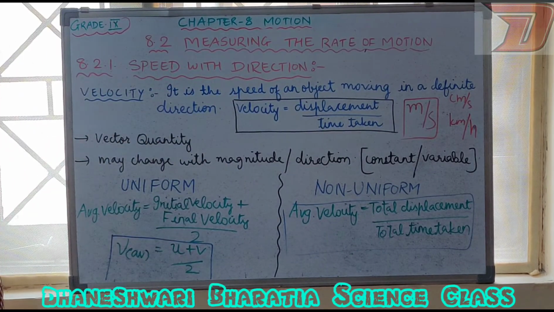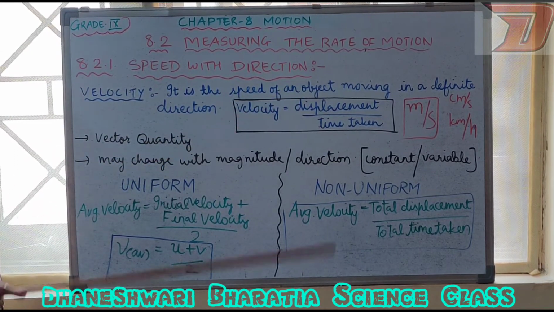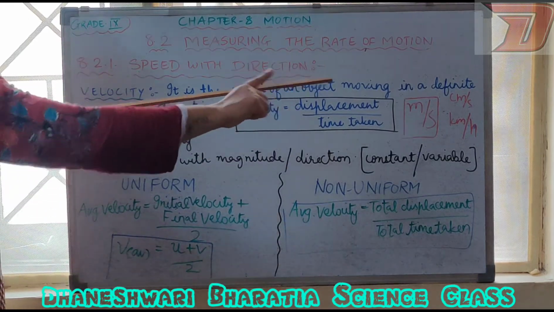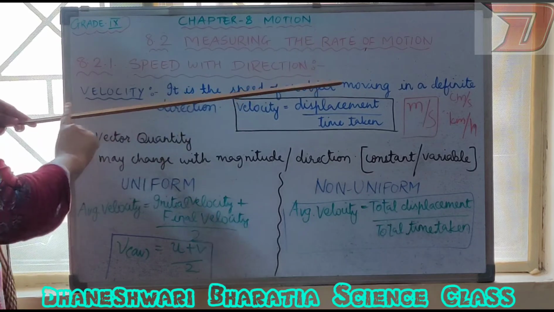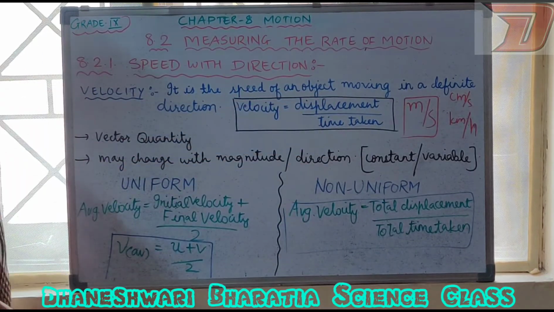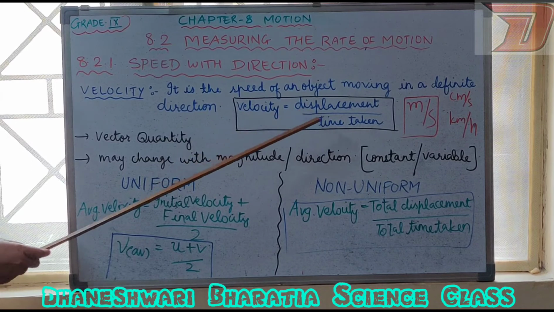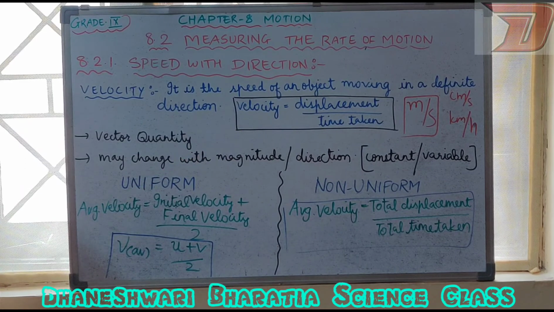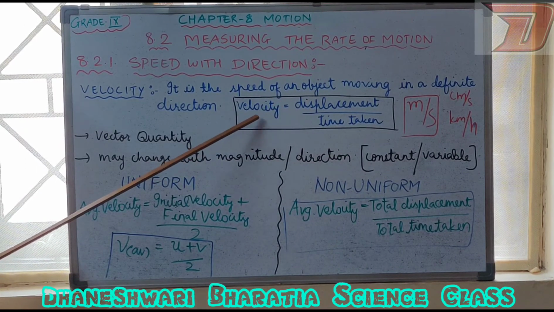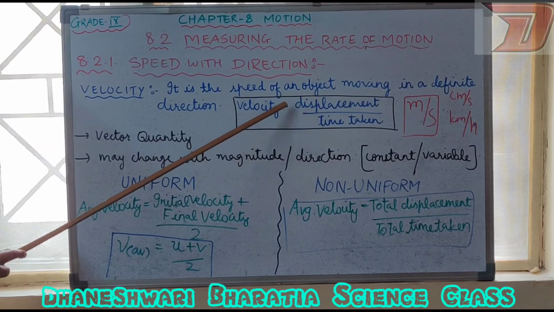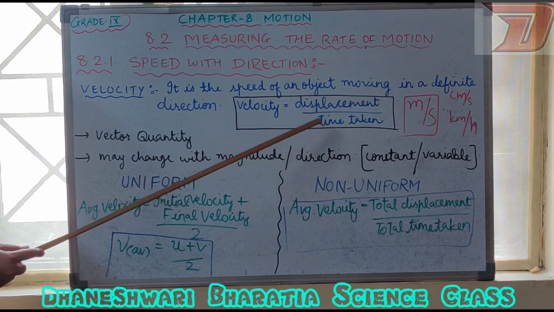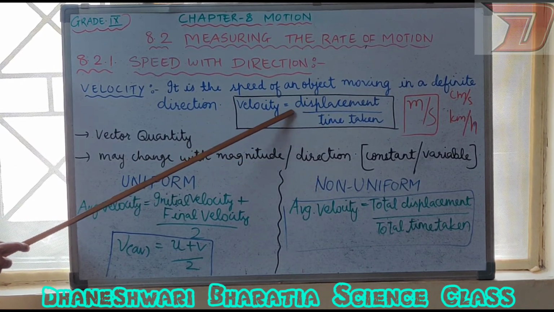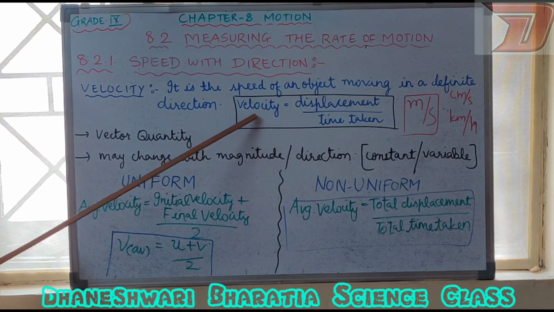So what is the meaning of velocity? It is the speed of an object moving in a definite direction. It is the speed of an object which is moving in a definite direction, right? So it is nothing but when we will have the division of displacement with time taken, we will be getting velocity. Am I clear? So please remember this formula, that velocity is nothing but the displacement which is happening in the given time, or within the given time duration, how much displacement has been taken, isn't it? So that will give you the velocity.